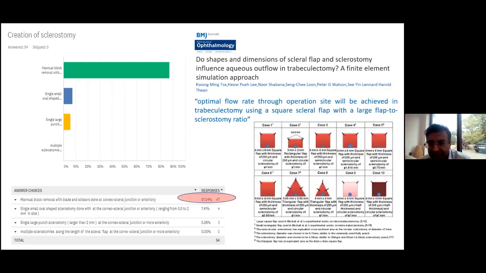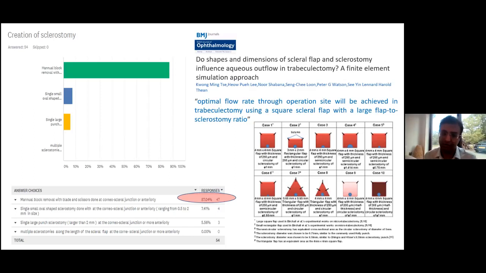So they found that it's actually the square flap with a large flap to sclerostomy ratio that leads to an optimal flow rate. Now, optimal flow rate is a very complex term. Optimal flow is just the right amount of aqueous to go into the subtenon space to prevent hypotony and to cause minimal fibrosis. Now, all of you know that aqueous is a pro-inflammatory substance.